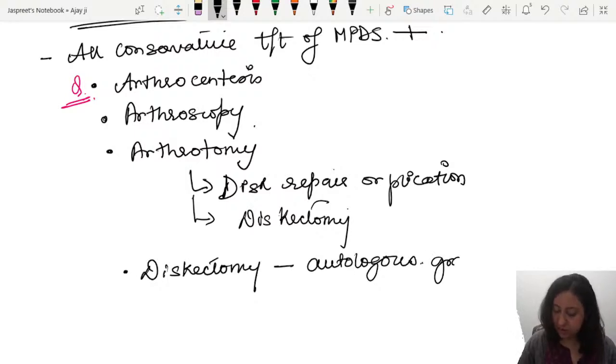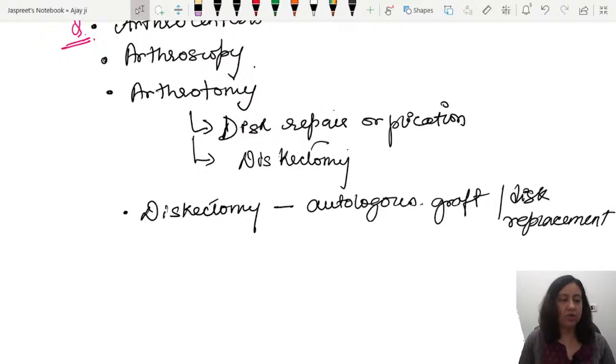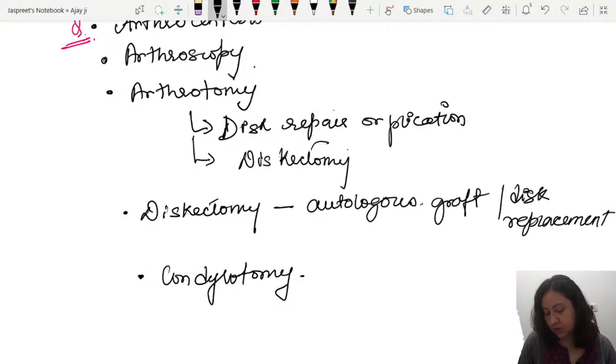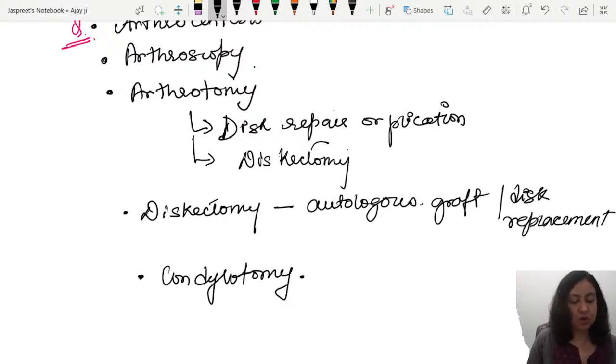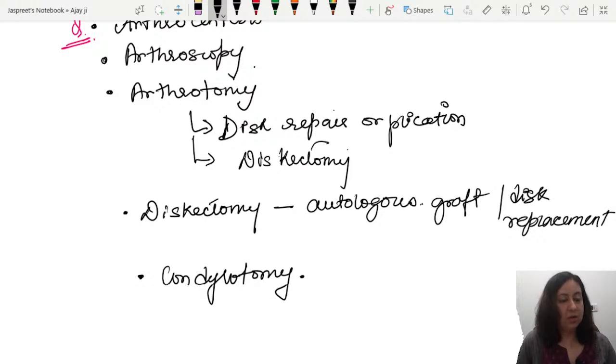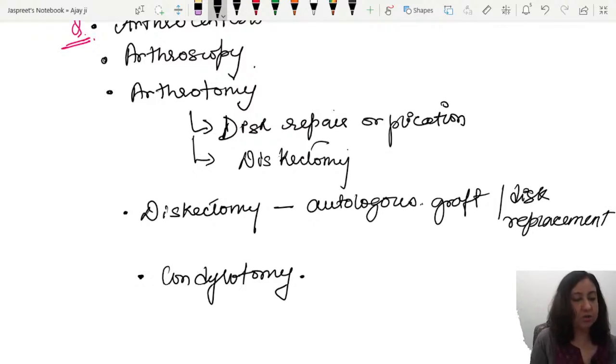Autologous graft and disc replacement. Again, I had mentioned the glenoid fossa lining materials in glenoid fossa interpositional arthroplasty. Those particular things will be used, and condylotomy, that is reshaping of the condyle or removing a portion of the condyle. All right, not removing the entire condyle, basically reshaping the condyle. Condylectomy is not a treatment option here. Condylotomy.